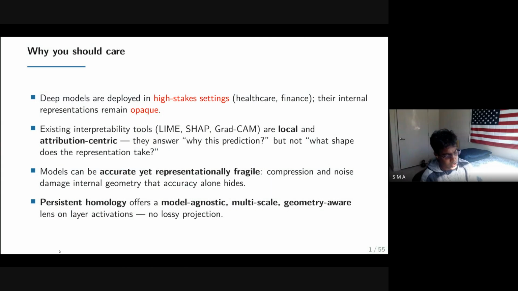And here we tried using persistent homology, which is a concept in computational topology, because it offers a model agnostic and geometry aware interpretable method. You can interpret the model no matter what architecture it is, or how large the dimensions are, or what the inputs are. You could apply it to any kind of architecture.